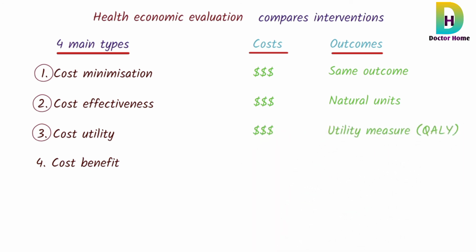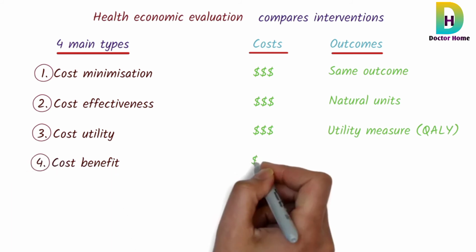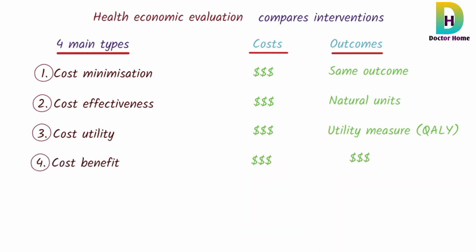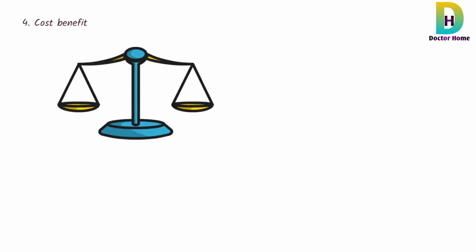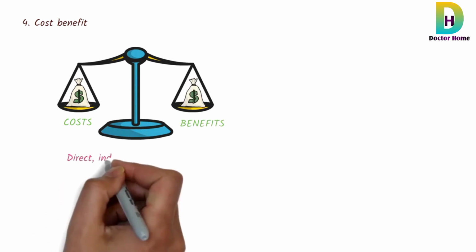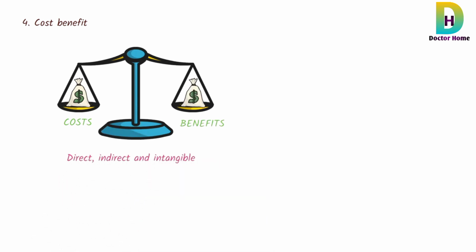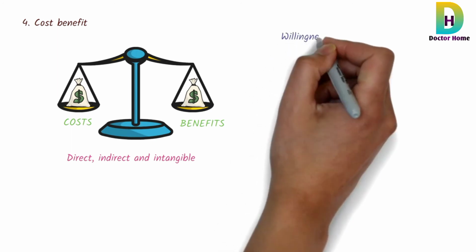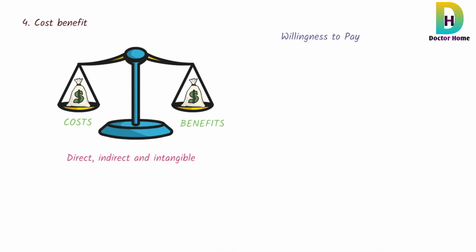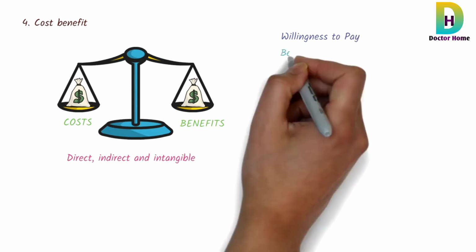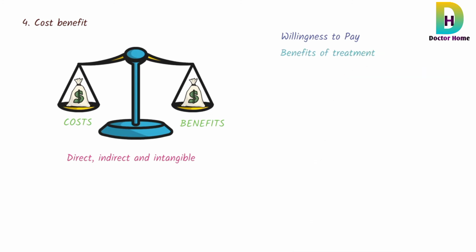Now let's have a look at cost-benefit analysis. This type of analysis measures both the cost and outcome in monetary terms. A cost-benefit analysis tries to account for all costs and all benefits, direct, indirect, and intangible. To calculate benefits, a variety of tools can be used. The willingness to pay method determines the value that people attach to health outcomes. For example, by asking people how much they're willing to pay to have the benefits of the treatment or to avoid the costs of illness.